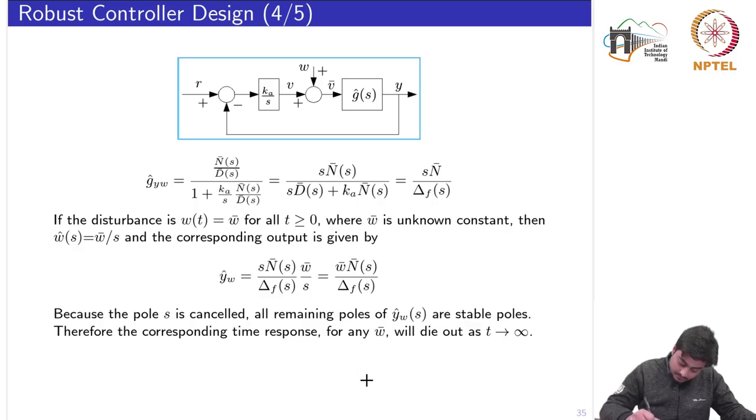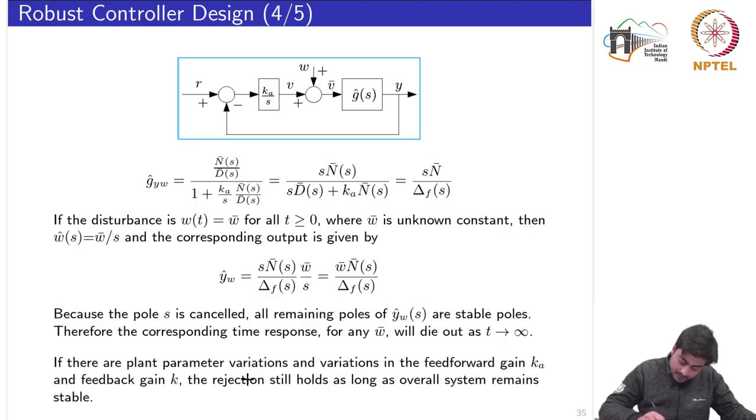Okay, now if there are plant parameter variations and also variations in the feedforward gain k and the feedback gain k, the rejection still holds as long as the overall system remains stable, because the responses with respect to those signals would always die out as t tends to infinity. So this is the important thing here: although we do not have any information about the signal w, still the output of the closed loop system is not at all affected by the presence of w as t tends to infinity.